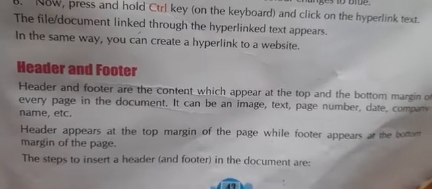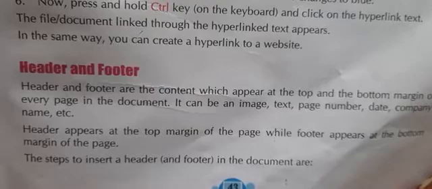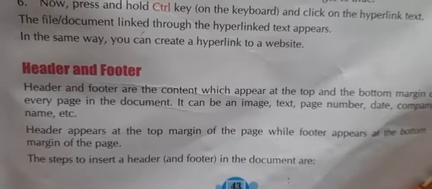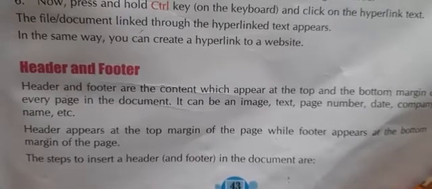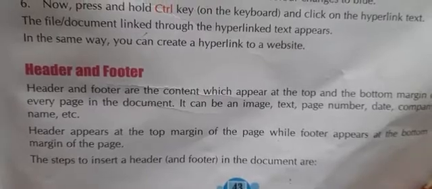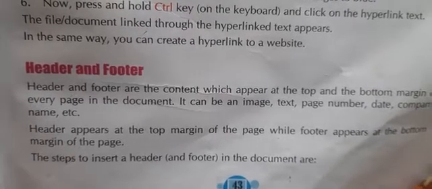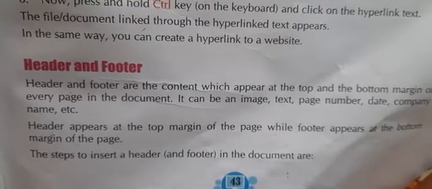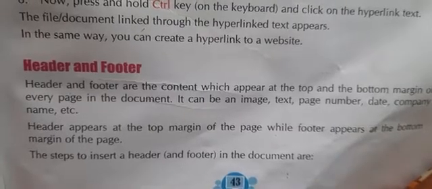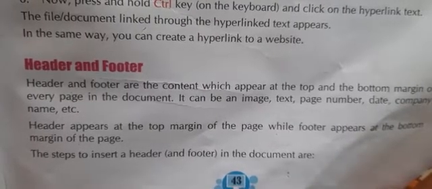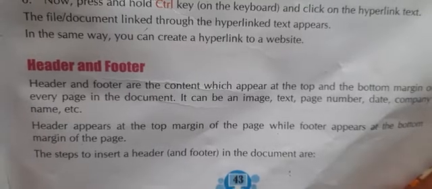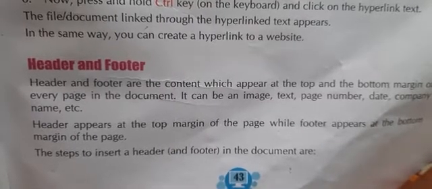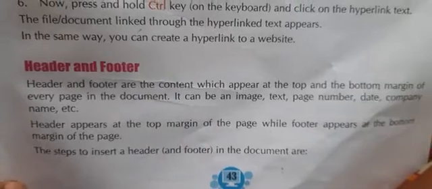Hello students, in our previous class, part 1 in chapter 4, we learned about page margins, page orientation, how we can insert hyperlinks, and how we can insert text in multiple columns. In this class we will learn how we can insert the header and footer, how we can insert the page number and special characters and symbols, and we will also learn how we can view the document in different views.